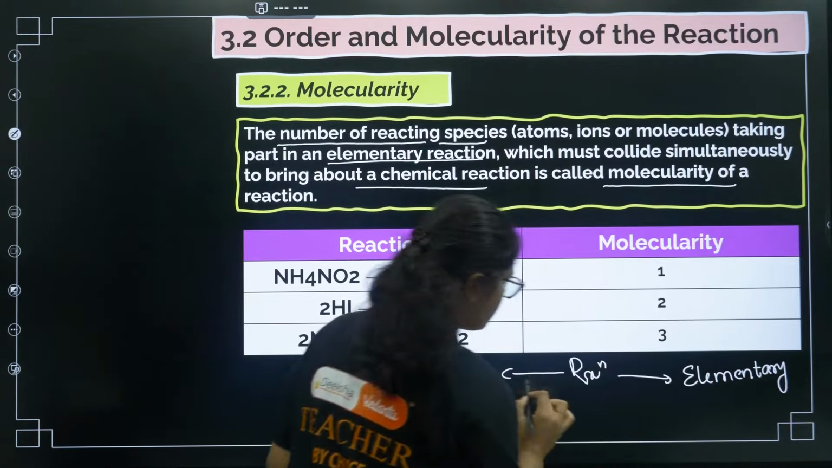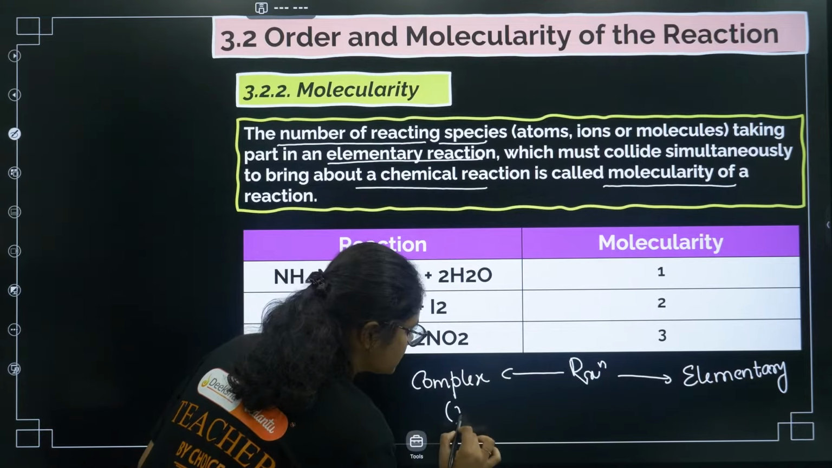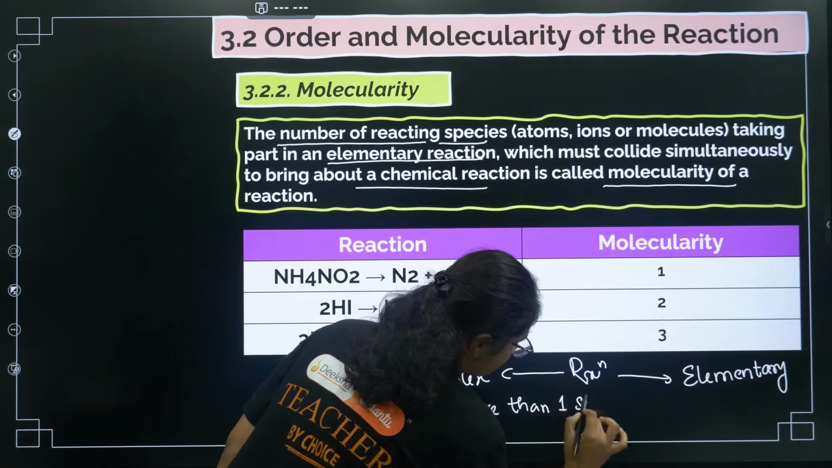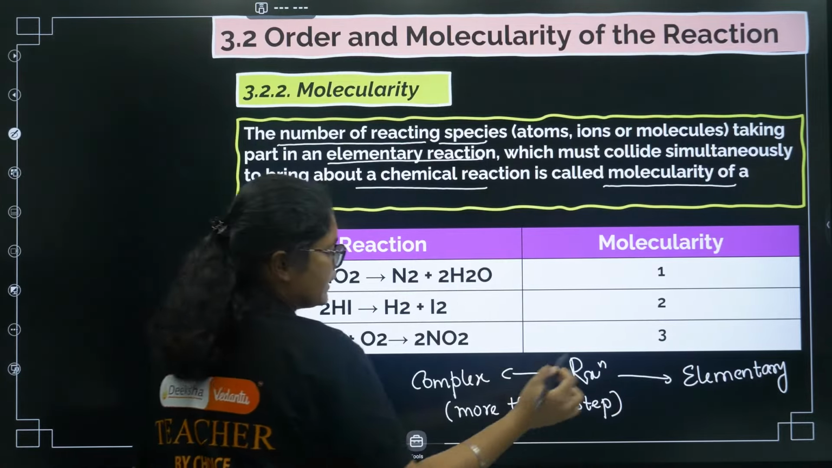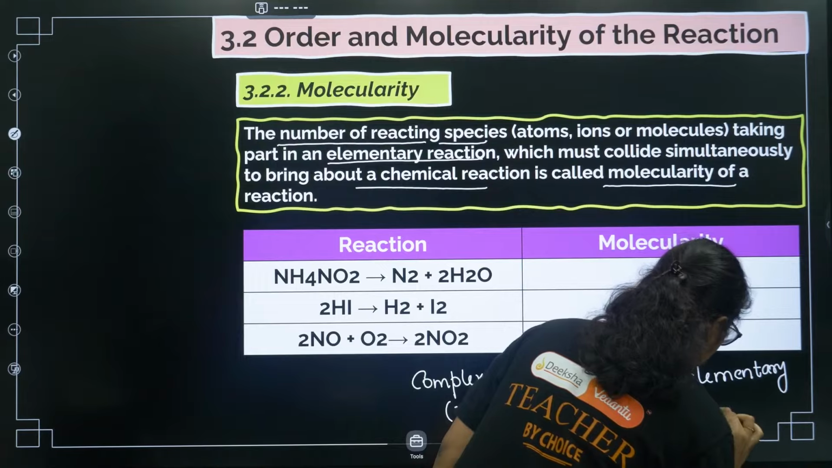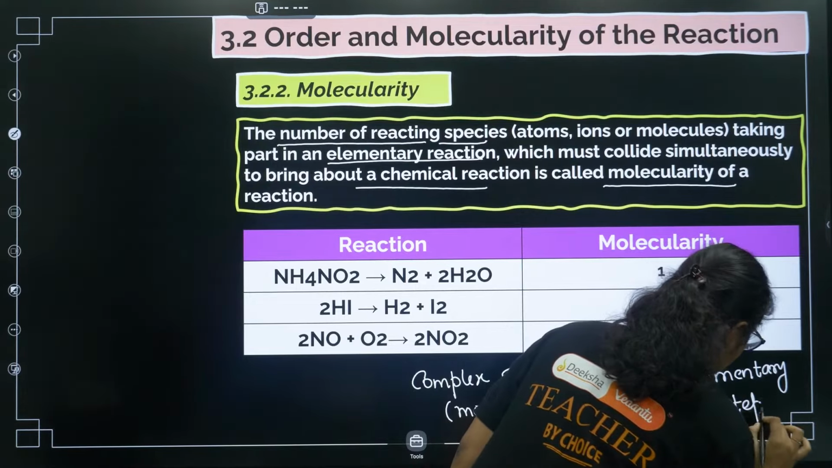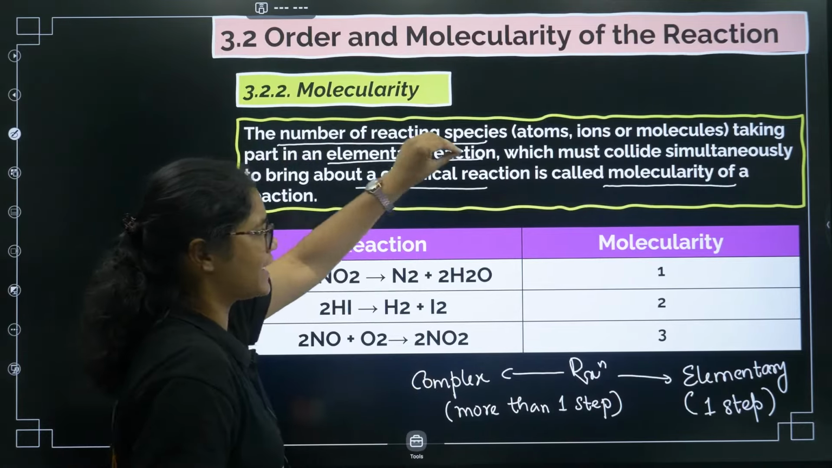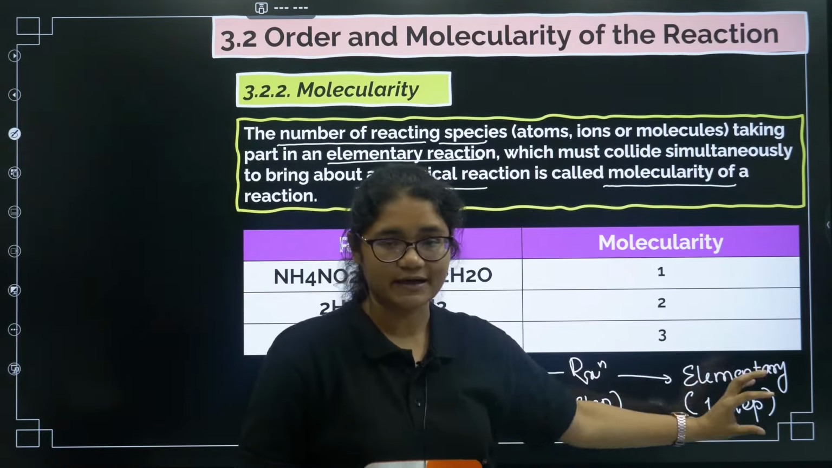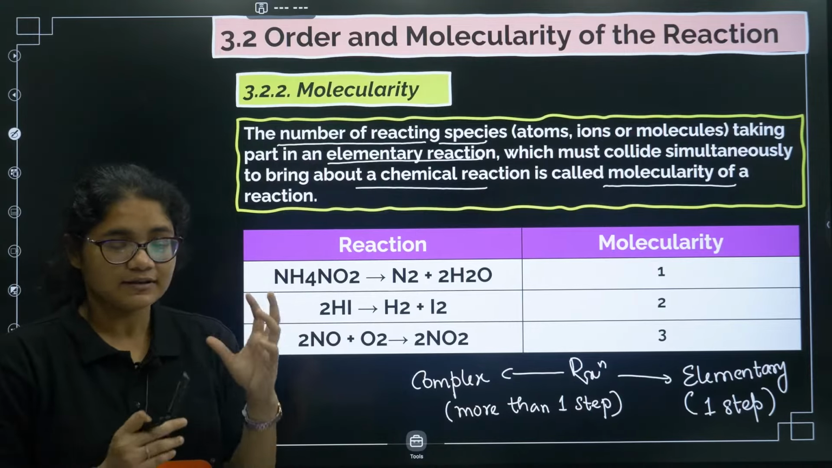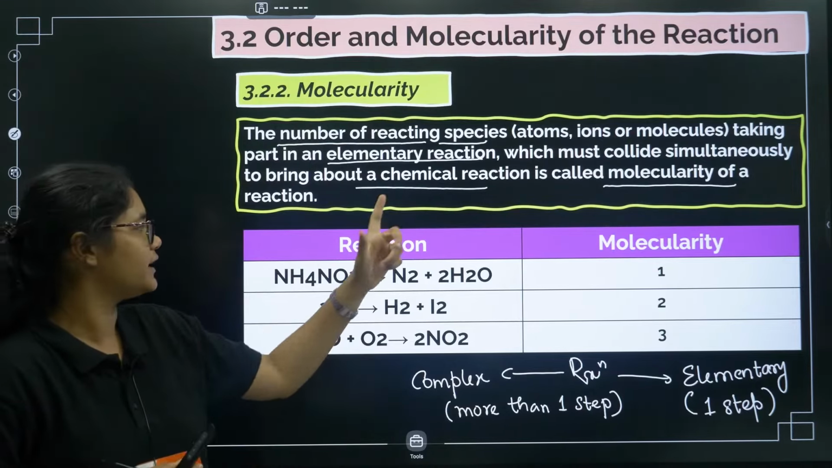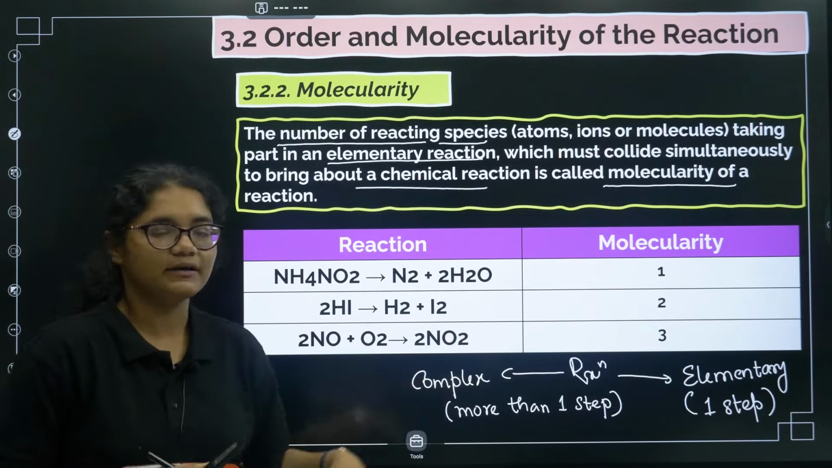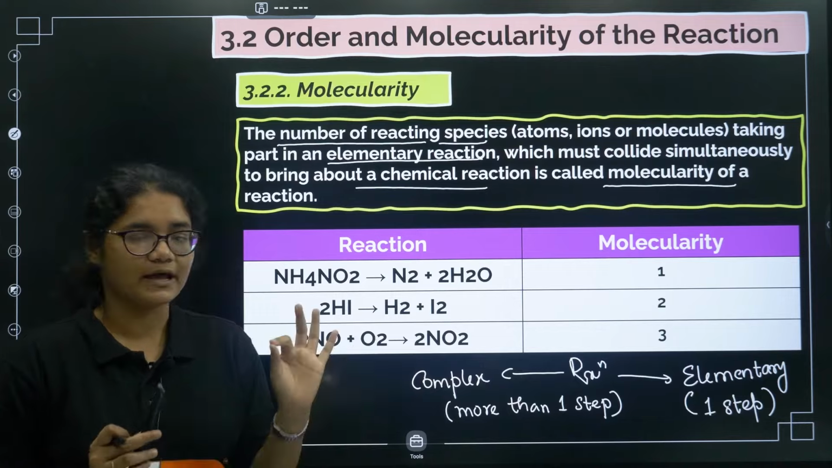Now what are complex reactions? Complex reactions are those reactions which occur in more than one step, and elementary reactions are those reactions which occur in one step. So the number of reacting species in an elementary reaction, how many species are colliding with each other in such a way that they can bring about the chemical reaction, that is called the molecularity of a reaction.